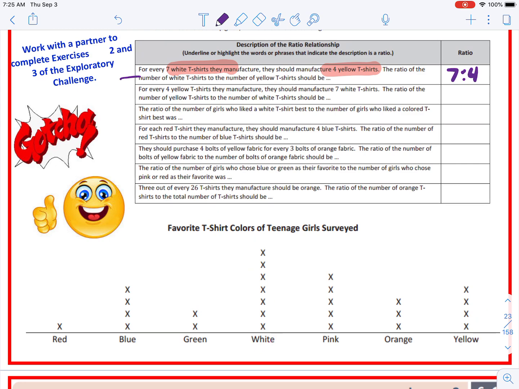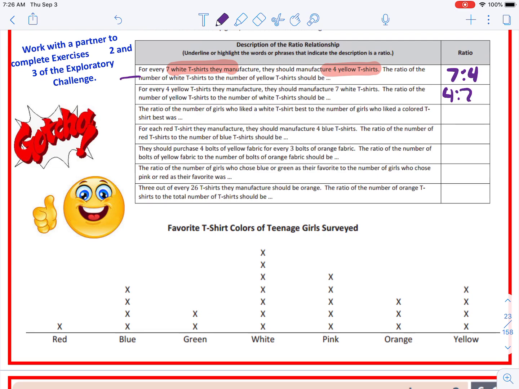All right. Now, next one. For every 4 yellow t-shirts they should manufacture 7 white t-shirts. The ratio of the number of yellow t-shirts to the number of white t-shirts should be 4 to 7. All we're doing is switching order.